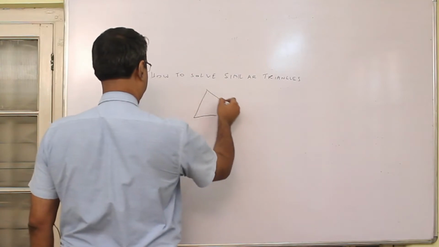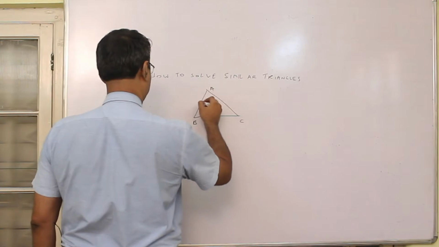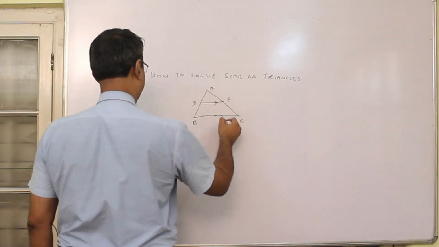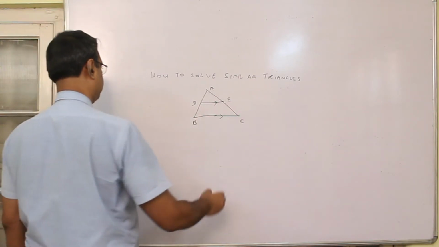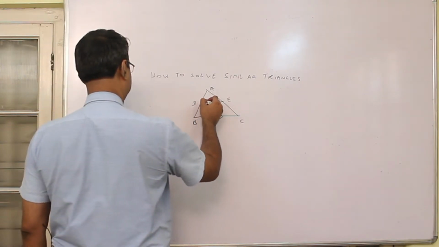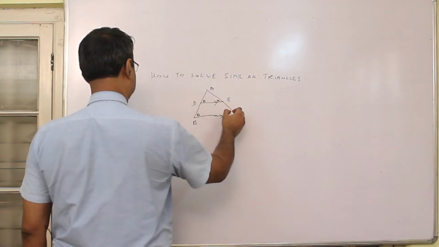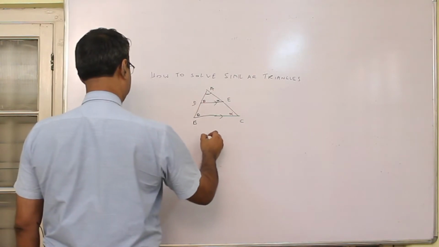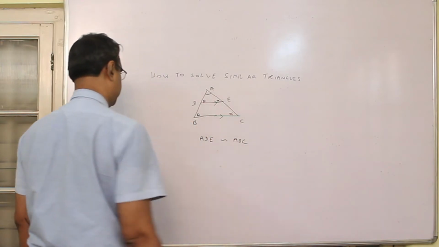Suppose you have a triangle, suppose the triangle's name is ABC, and in this triangle DE is parallel to the base. So if DE is parallel to the base, we can say that if this is theta, this is also theta, and if this is alpha, this is also alpha, and in that case triangle ADE is similar to triangle ABC.